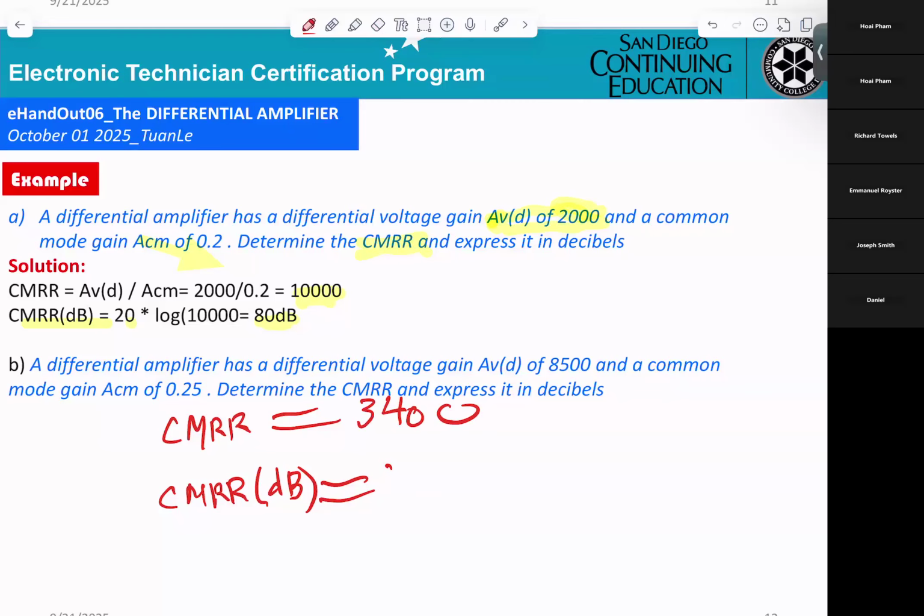How about dB? 90.6. What number? 90.6. 90.6 dB, right?